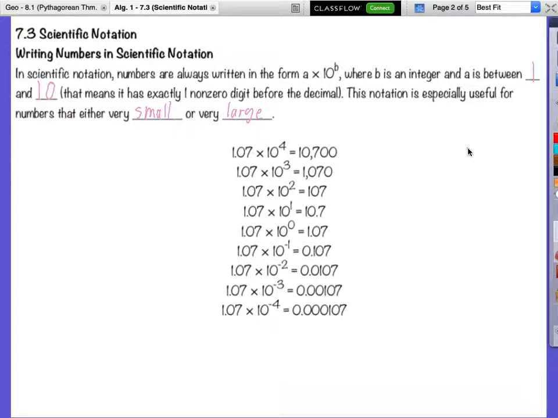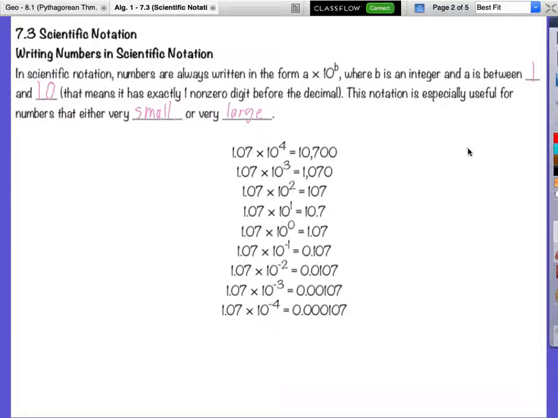1.07 times 10 to the 3rd. Same thing, except the exponent is one smaller, right? 1.07 is the same, times 10 is the same. The only difference is that this is the power of 4, this is the power of 3. But what do we notice about this number versus this number? This one has one more 0, right?